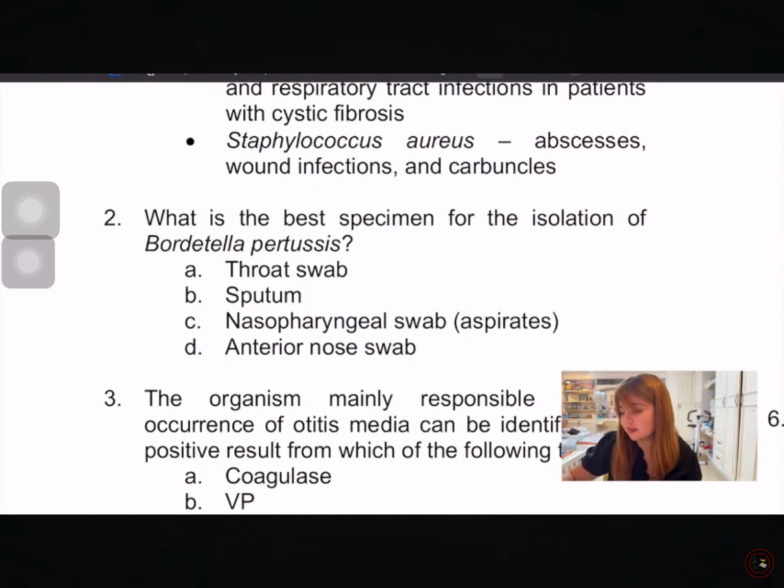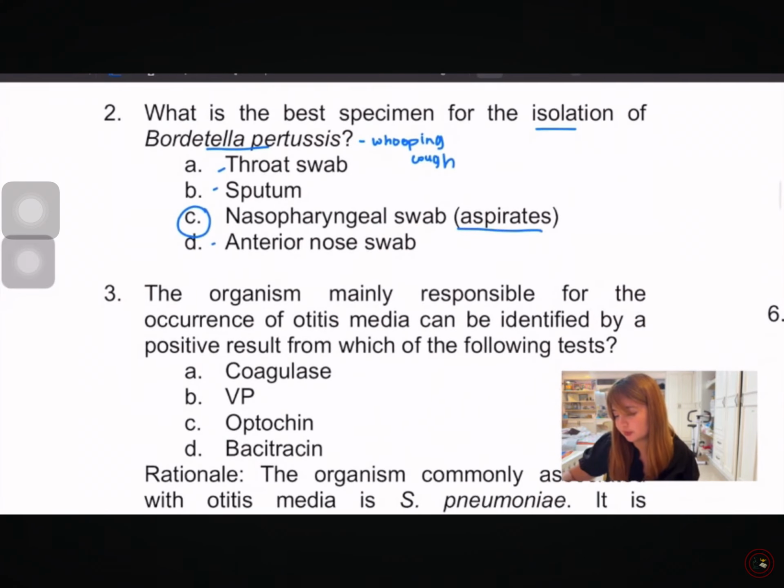What is the best specimen for the isolation of Bordetella pertussis? So, Bordetella pertussis, as we all know, is the causative agent of whooping cough. Lahat naman to, guys, they are respiratory tract specimens. But the answer here is nasopharyngeal swab or aspirates. Siya yung best na specimen for the isolation of Bordetella pertussis.